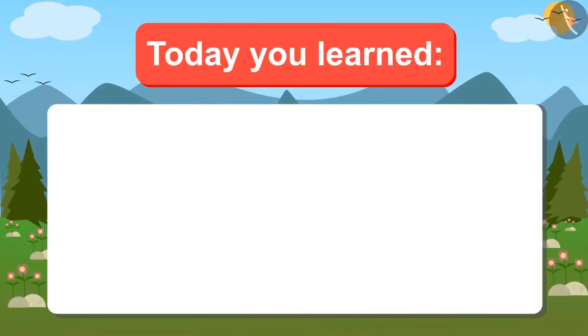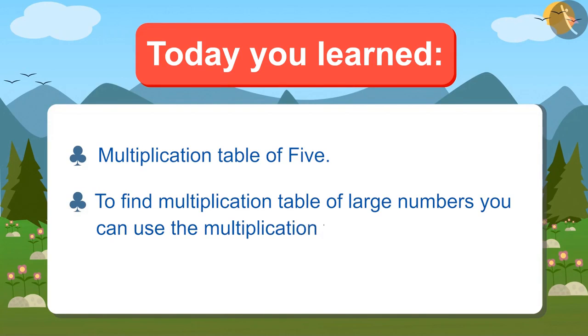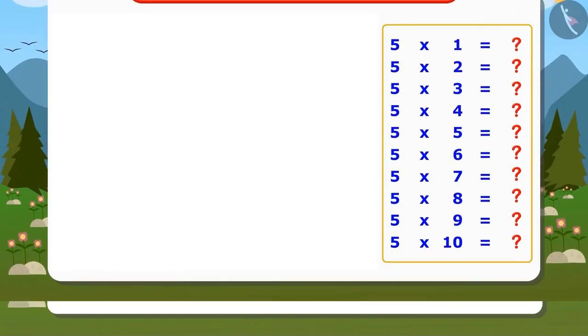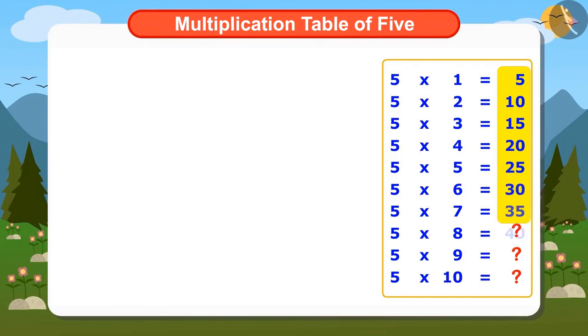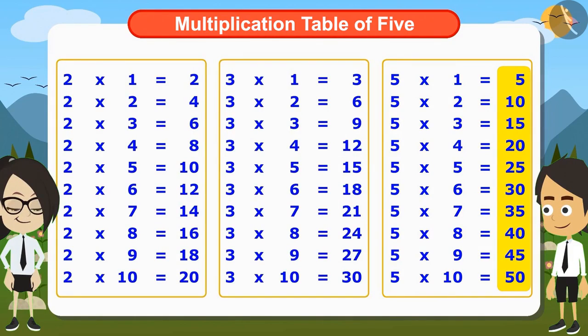Today we have learned multiplication table of 5 and also got to know that to find the multiplication table of large numbers, you can use the multiplication table of small numbers. Like Vandana used the multiplication tables of 3 and 2 to find out the multiplication table of 5.